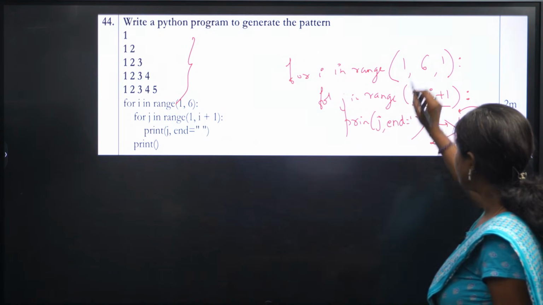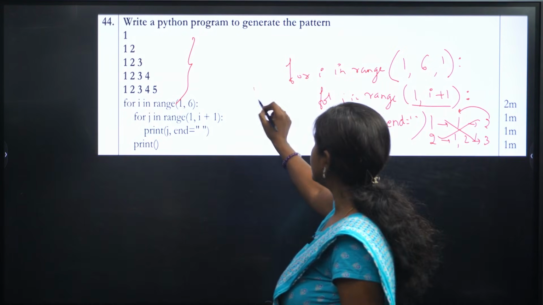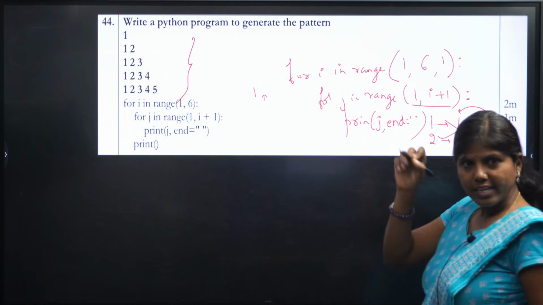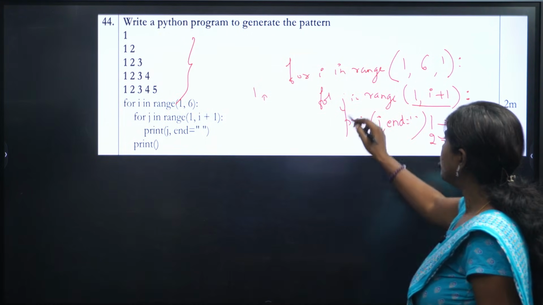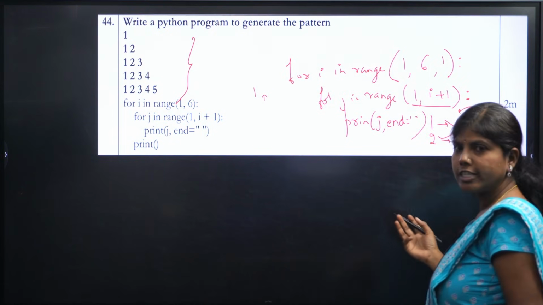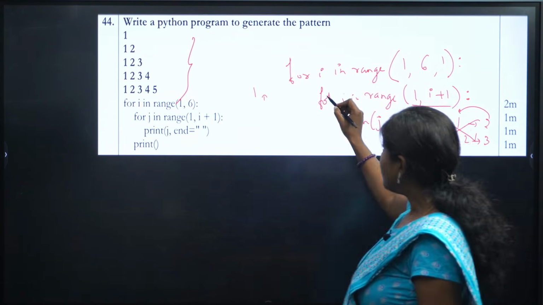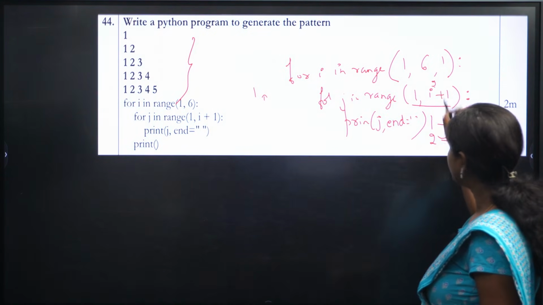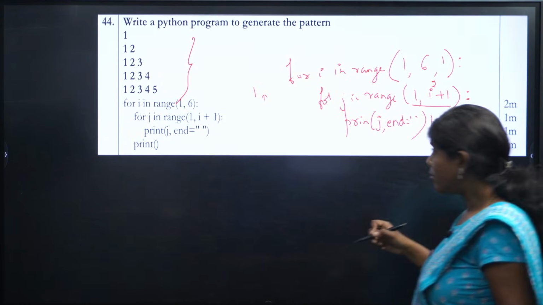That means for the first row, it is going to print what? 1 only it will print. 1 and a space. Space I am indicating with an arrow. Second loop it will go. So what is the value? 2. Okay, it does not satisfy the condition. It will come out of this. It has to come out of the loop. Once it comes out, 1 is there and this is going to be 2. 2 less than 2 does not satisfy the condition. So it has come out of the loop.